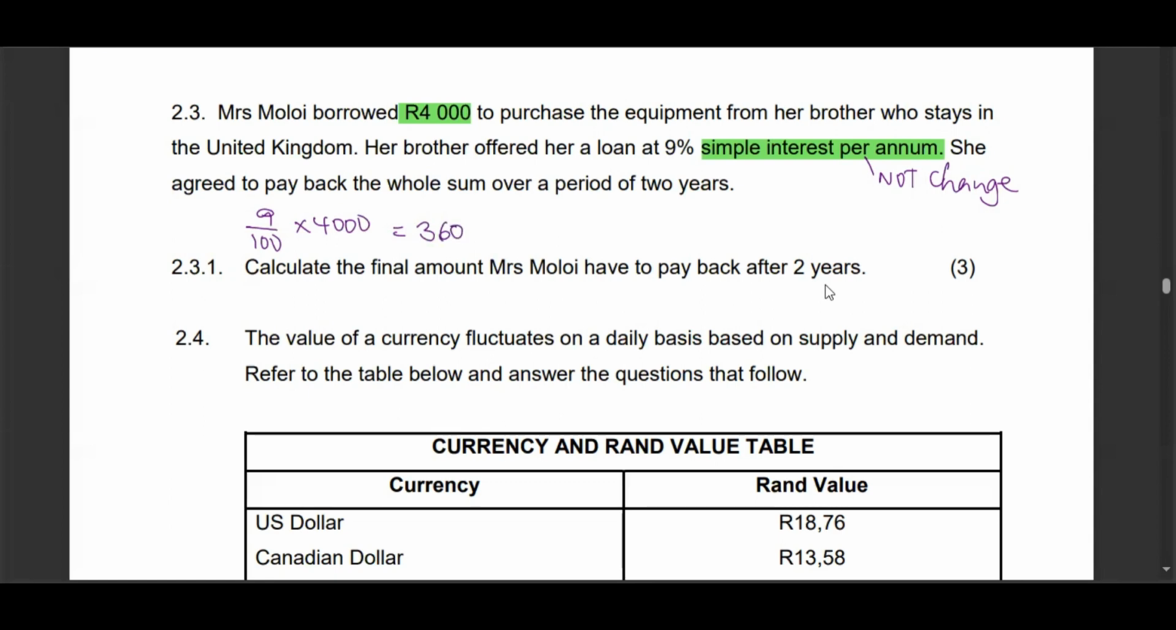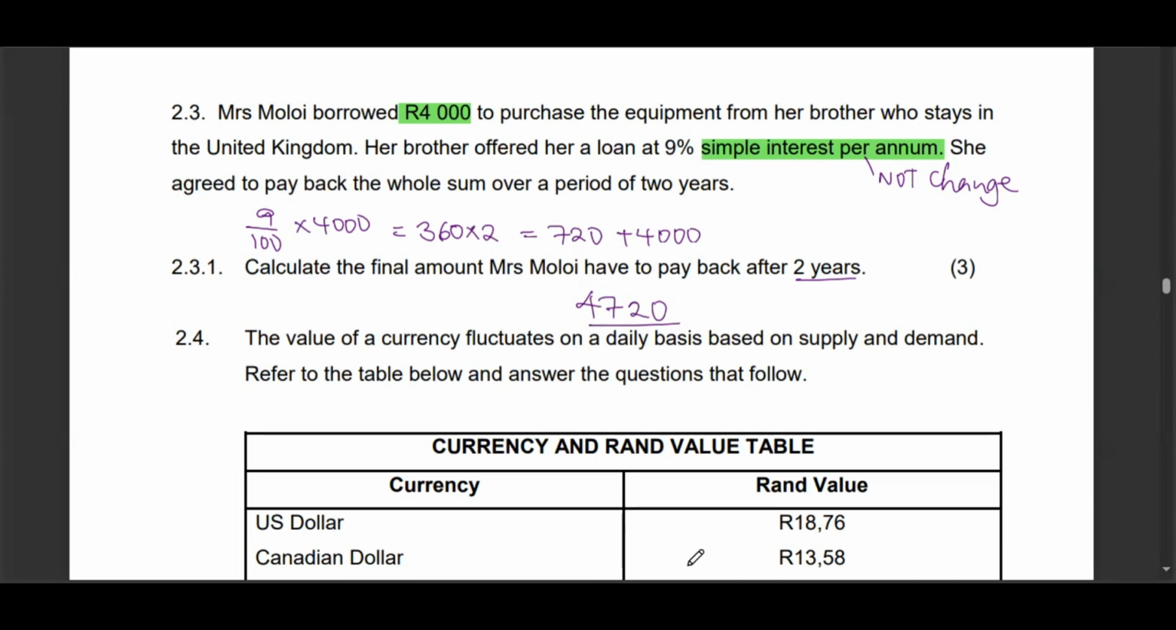360 is going to be carried over a period of 2 years. Multiply by 2. You get your final interest as 720, plus the money she borrowed. So the total amount of money is supposed to be 4,720.